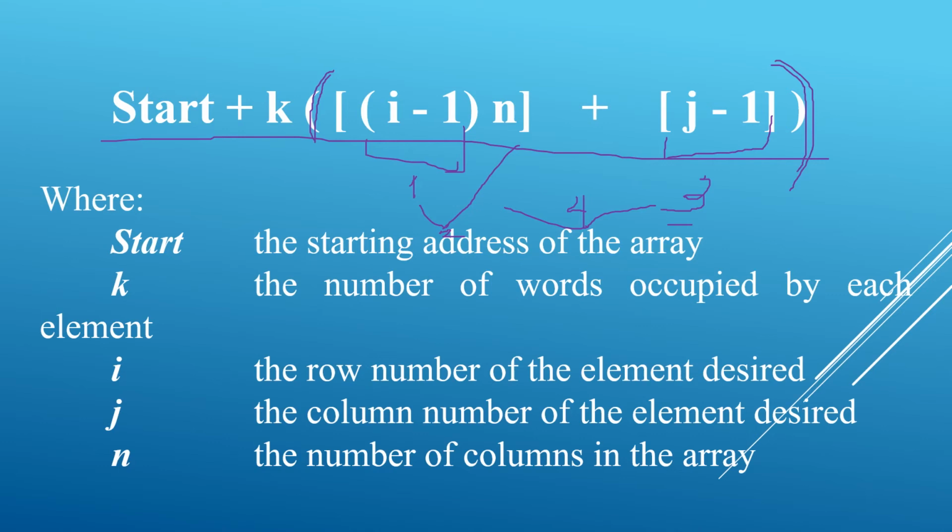Right? So, same pa rin dati, no? With one-dimensional array, when we speak of start, we are referring to the starting address of the first element. While k is the size of each element, that is the number of words occupied by each element. And then I pertains to the desired row number. And then j is the jth position or the column number of the element desired. And then n is the number of columns in the array.